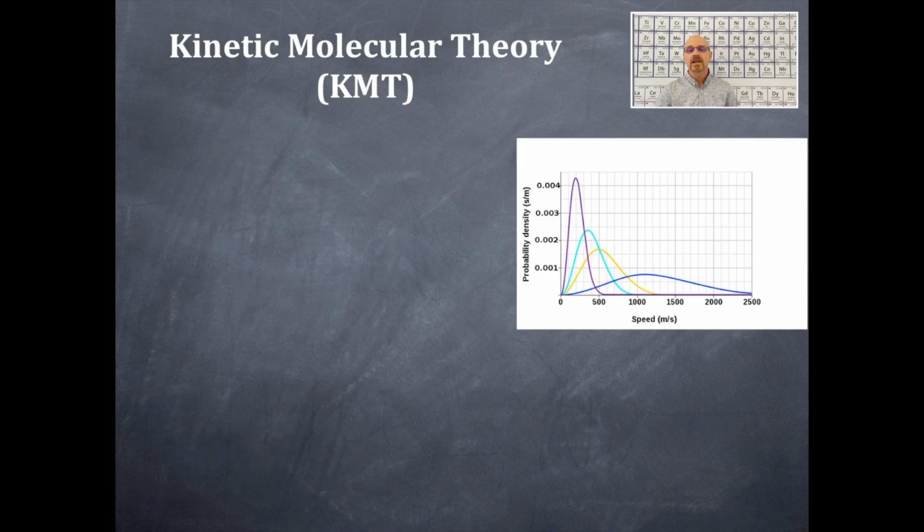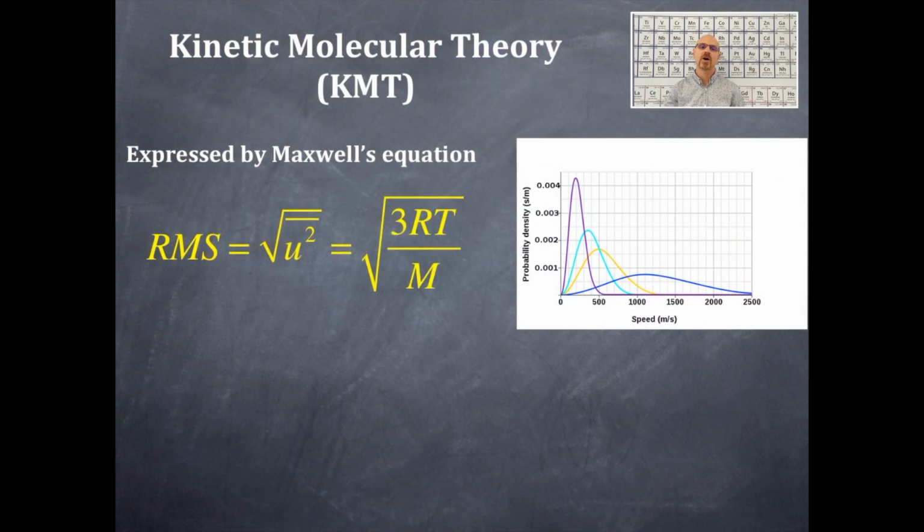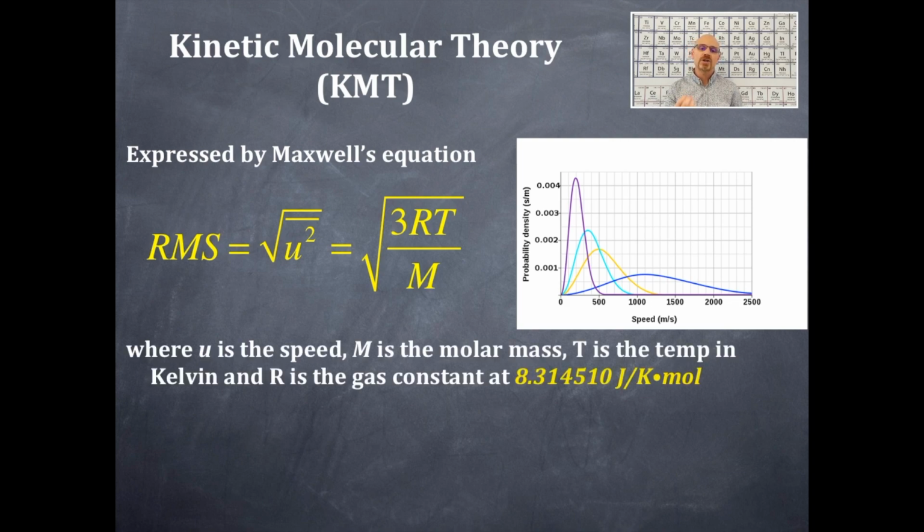All right, so a little bit more about the kinetic molecular theory, and what is actually really important about this is Maxwell's equation. So here is Maxwell's equation. RMS stands for root mean square. Okay, and where the U is the speed. The bar over it tells you that it is the average speed, and it is the square of that average speed. It's the root of it, meaning it's the square root. Okay, the M is for the molar mass.